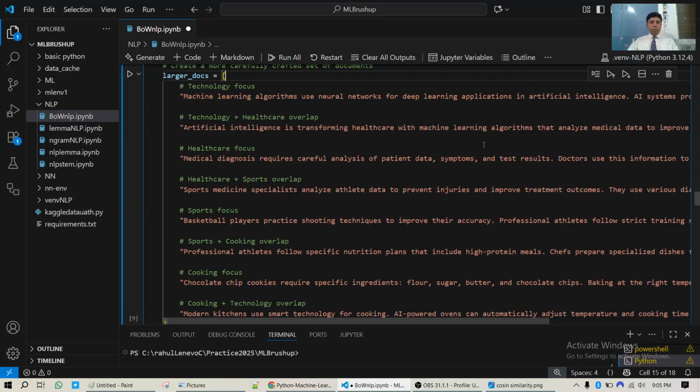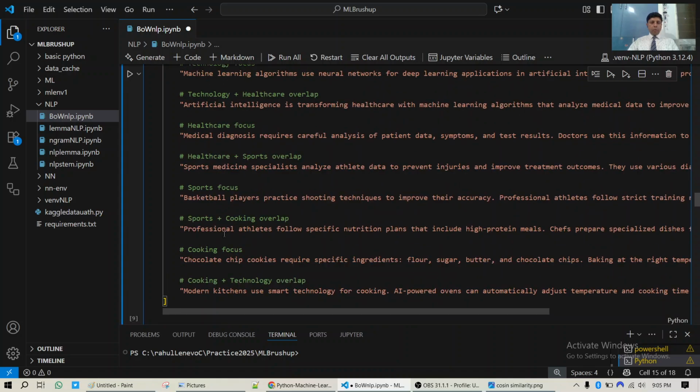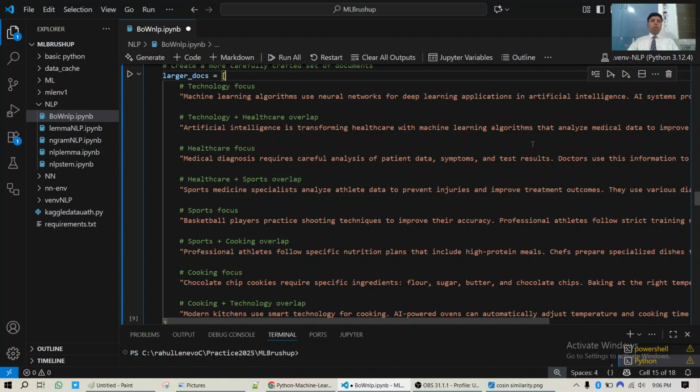So we must see there is healthcare focus and sports overlap. Okay, so these are the documents whose contexts overlap with each other, and our target, our problem statement, is to find how similar these documents are.